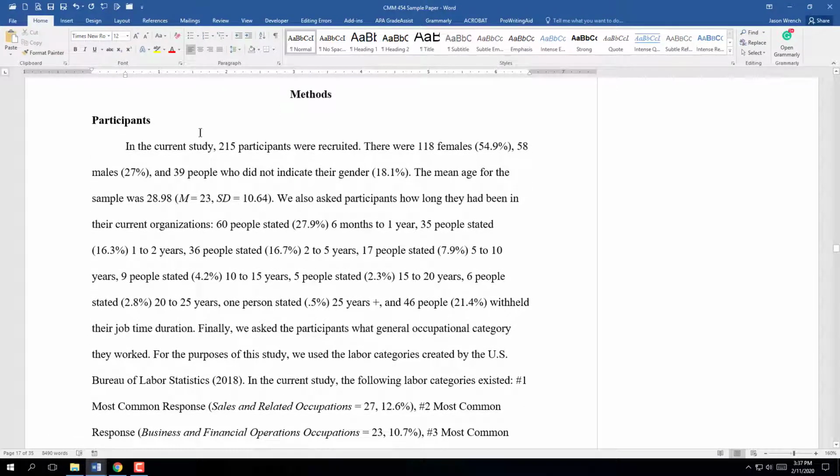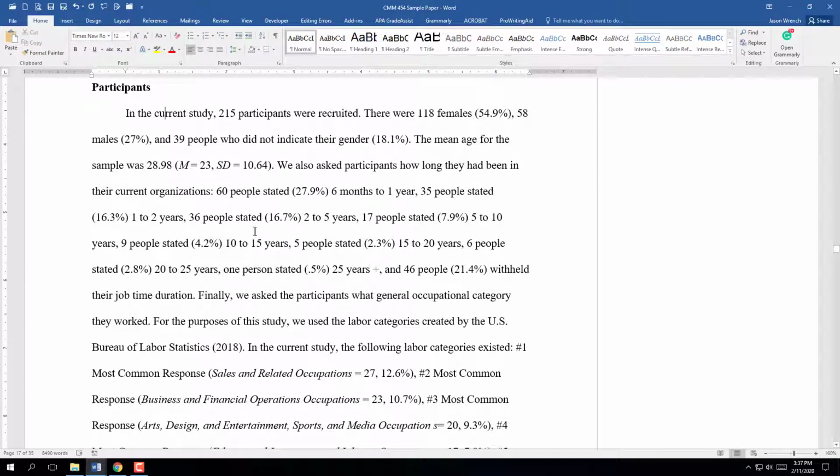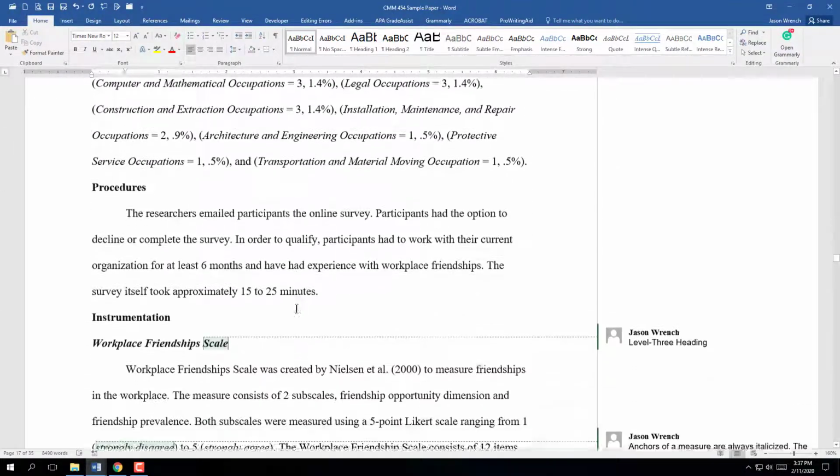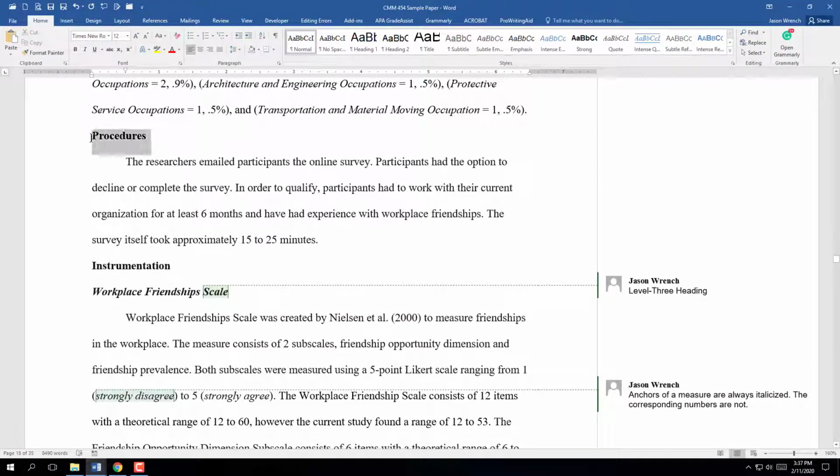The methods, first thing you're always going to see is the participants, and that is who was in your study. And a lot of this, especially if you're doing a survey, I have a standard set of information that we collect. That way it's just all the same. And so you can actually go through this and get a good idea about the kinds of general demographic information we collect when we're doing survey research in organizational communication. You then talk about your procedures. Now, obviously, your procedures are going to differ depending on which type of research you're doing.